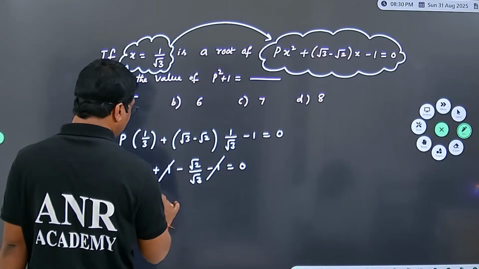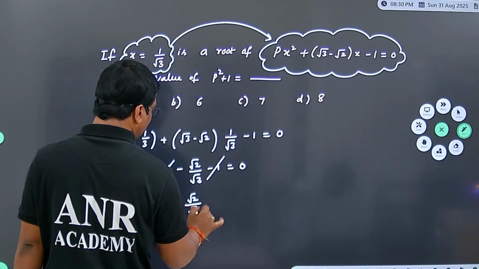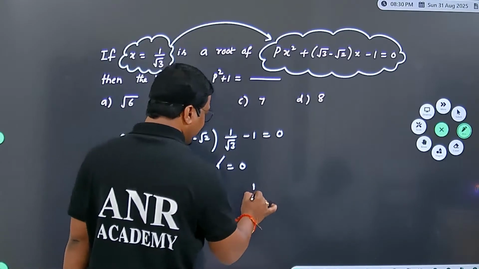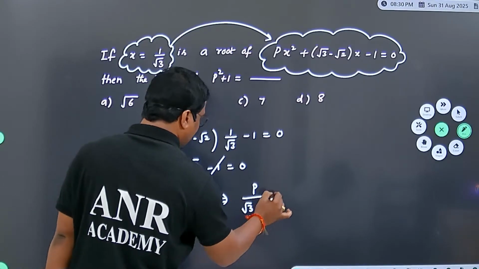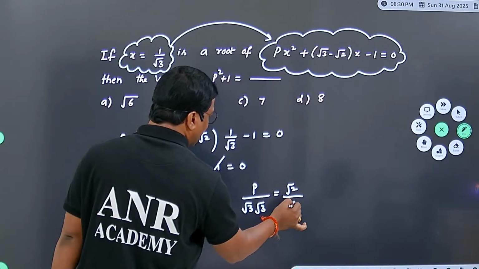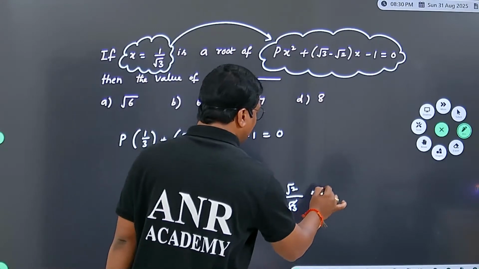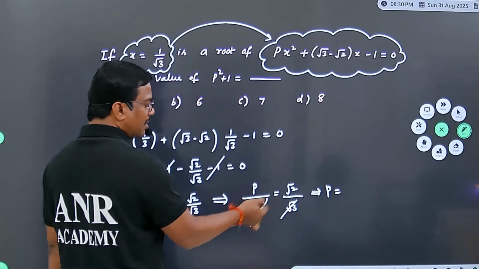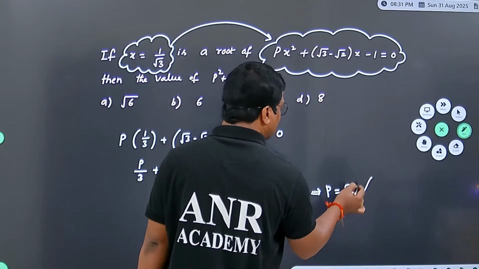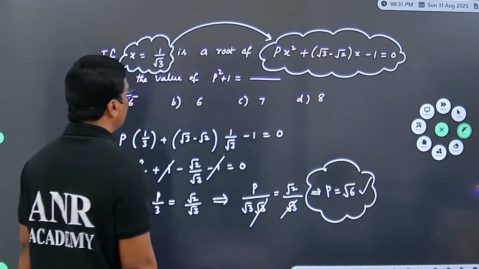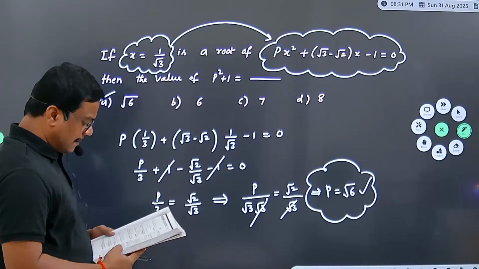You will get root 2 by root 3. That implies here I can write 3 as root 3 into root 3. And here we have root 2 by root 3. Root 3 gets cancelled. On cross multiplication, we get the value of p. Just cross multiplying these two, root 2 into root 3 becomes root over 6. This is the value of p. So option A is the right answer. Yes. Let us move to the next one.